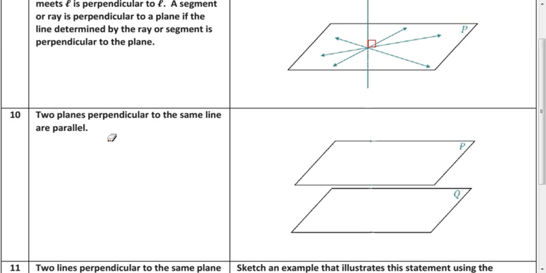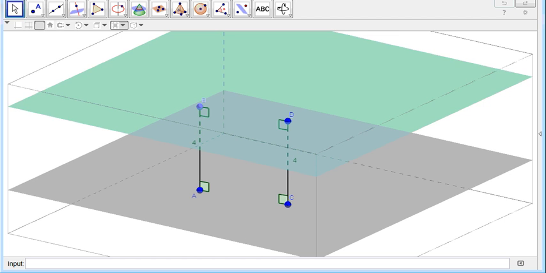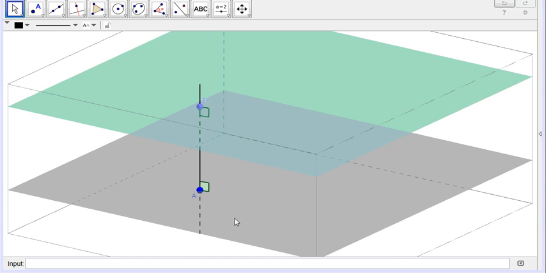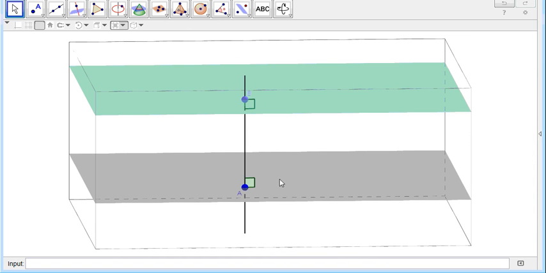Okay, we had this property for lines. It also holds for planes. If two planes are perpendicular to the same line, they are parallel. So draw a line here that is perpendicular to each of these planes. So here's my example. And if we look at that in 3D, we'll just be talking about this line. So this line BA, it's perpendicular to each of those planes.